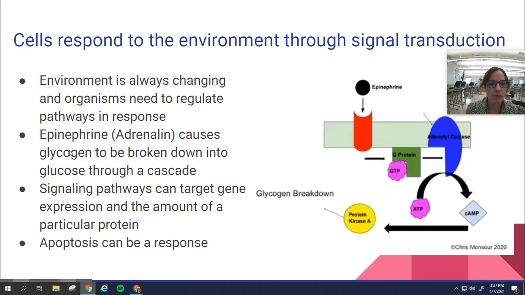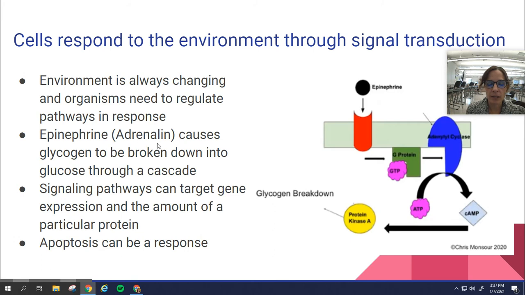So when epinephrine bonds to its receptor, it's going to cause this G protein to get activated, which you can see the little arrow, that's going to cause this adenylyl cyclase to get activated. See how that kind of fits? And then that's going to cause ATP to become cyclic AMP, make this protein kinase, and then break down glycogen into glucose.